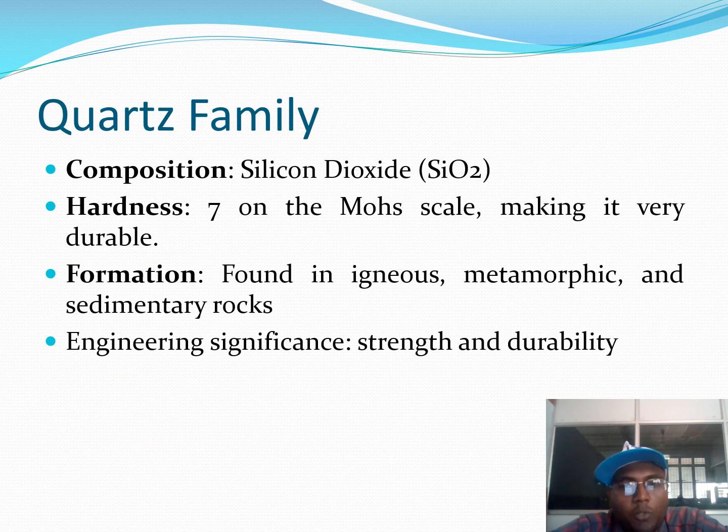Next we see the quartz family. It is mainly composed of silicon dioxide, SiO2. The hardness value is 6 to 7. Depending upon the hardness value, it is very durable in nature. Mainly this family is found in igneous, metamorphic and sedimentary rocks.